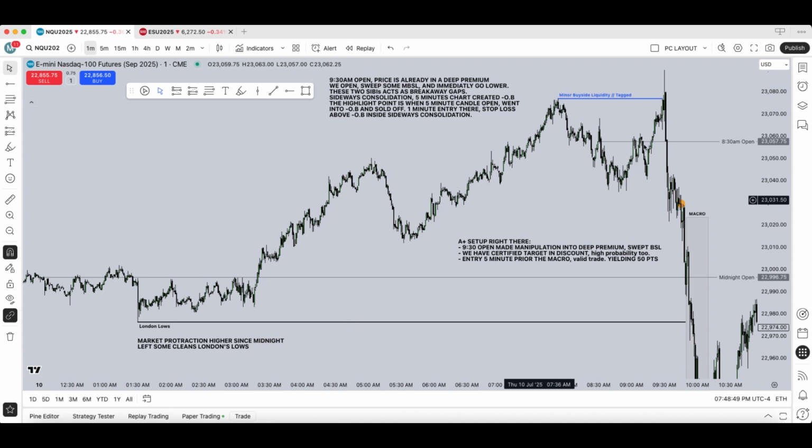So at 9:30, we were actually in a deep premium because we were above both opening prices. We expanded higher, sweeping the minor buy side liquidity, and expanded lower straight out the gate. And I basically wasn't ready for that. On Thursday, we really went straight into it. The price swept some buy side. We were in a deep premium, formed two big bearish fair value gaps that acted as breakaway gaps because we never retraced into them. Then we had a sideways consolidation, a bearish shoulder block, tapped that, and expanded lower into the London lows at the macro time. So this was the model, right?